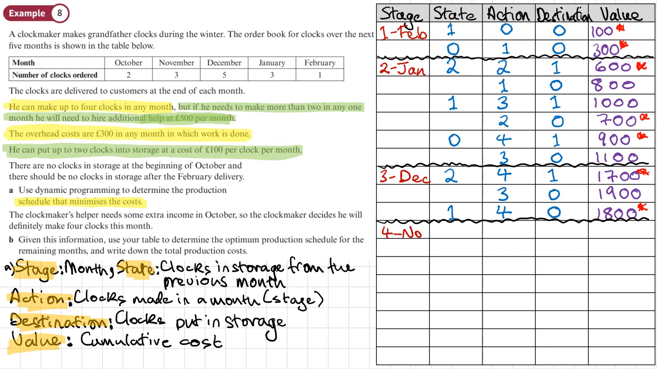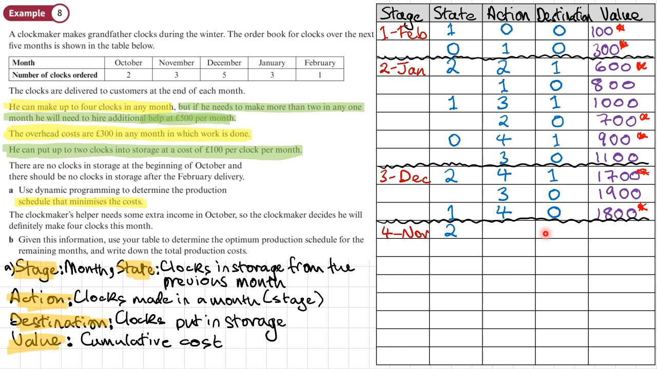Right, so for November we could have 2 in storage from the previous month. We need to think about how many clocks, what's the maximum amount of clocks I can make in November. Well, let's say I made 4 clocks in November. I would have 6. I only need 3 in November. That would mean putting 3 into storage, but I can't put 3 into storage. The maximum I can put into storage is 2.